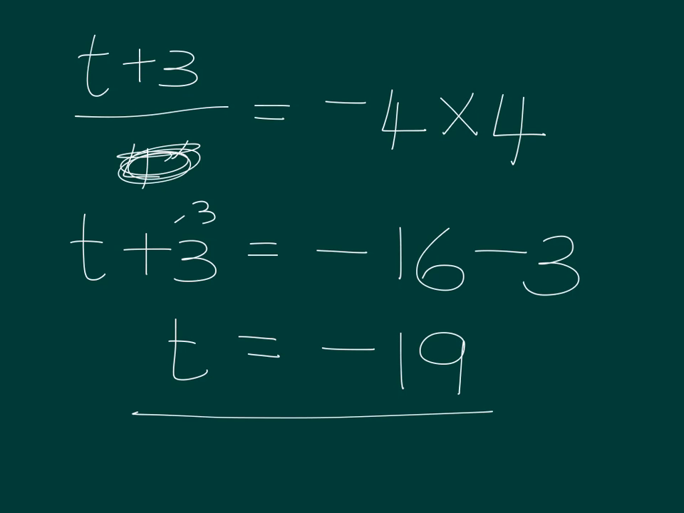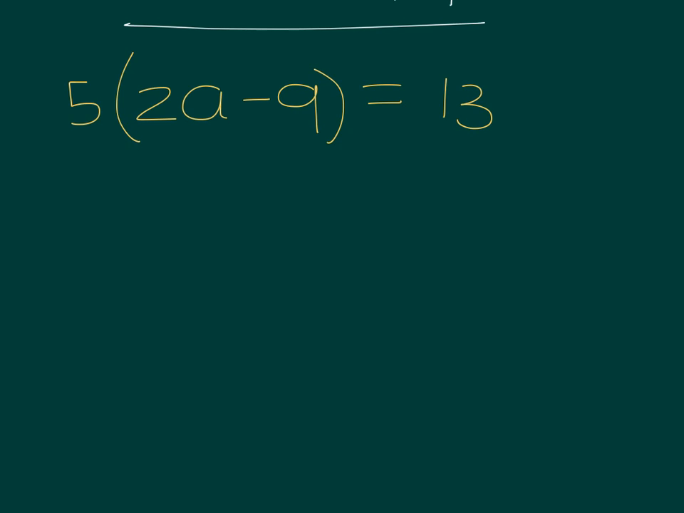Okay, so we had to undo two different operations. Let me show you a different type. Let's go to a clean page. If we look at this one, it says 5(2a take 9) equals 13, which will bring up some memories of things we did before. So we want the a on its own. We want it to say a equals.